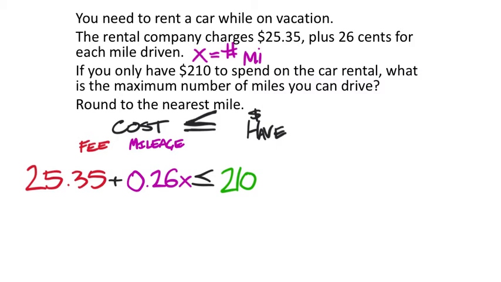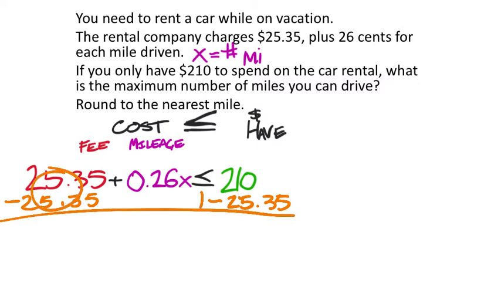So now this becomes an inequality that we can now solve by subtracting first $25.35 from both sides. I know you probably think I shouldn't, but I need my calculator for this one. So 26 cents times the mileage, less than or equal to. So this gives me $184.65, and that's for mileage. So right now, you'd have $184.65 for mileage.